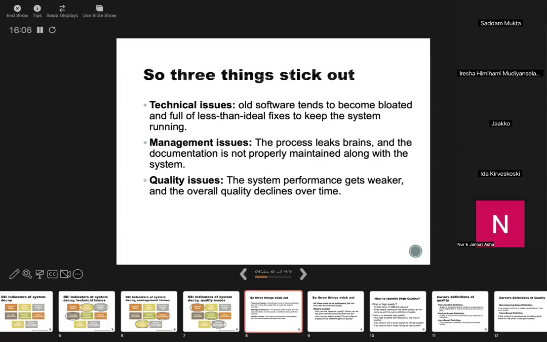So this could be one technical issue, so we should be concerned about this thing. And the management issue is a very important thing. It is said that we should not blame the developers. Actually, the main problem is on the management side. On the management side, we can see that the process has a leak of brain. So what is the meaning of the leak of brain? It happens in the development organization or in the office.